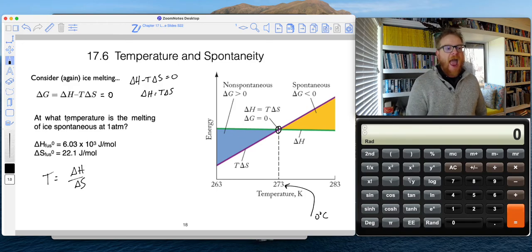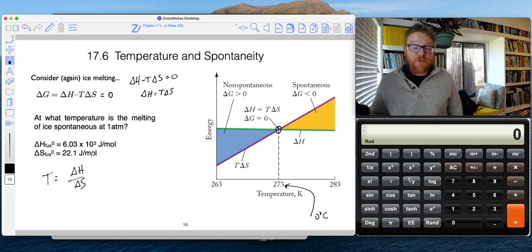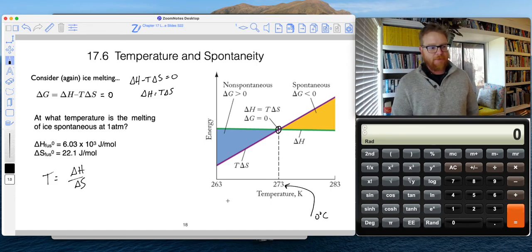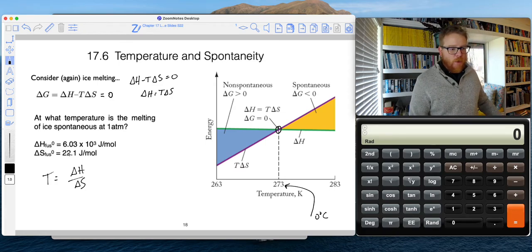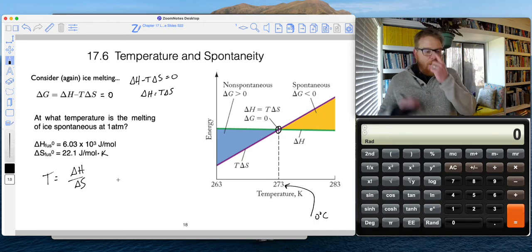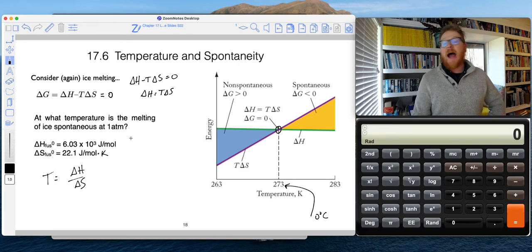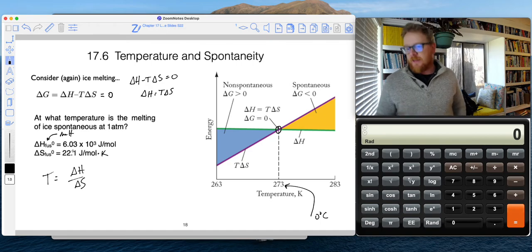So once again, at what temperature is melting of ice spontaneous at 1 atm? Well, we expect it to be 273 Kelvin, but let's double check. It also looks like I made a mistake in my units here. This should be 22.1 joule per mole per Kelvin. Because we're dealing with ice melting, the thermodynamic quantities we want are fusion. Remember, that's the same as melt. So we want the delta H of fusion and the delta S of fusion.